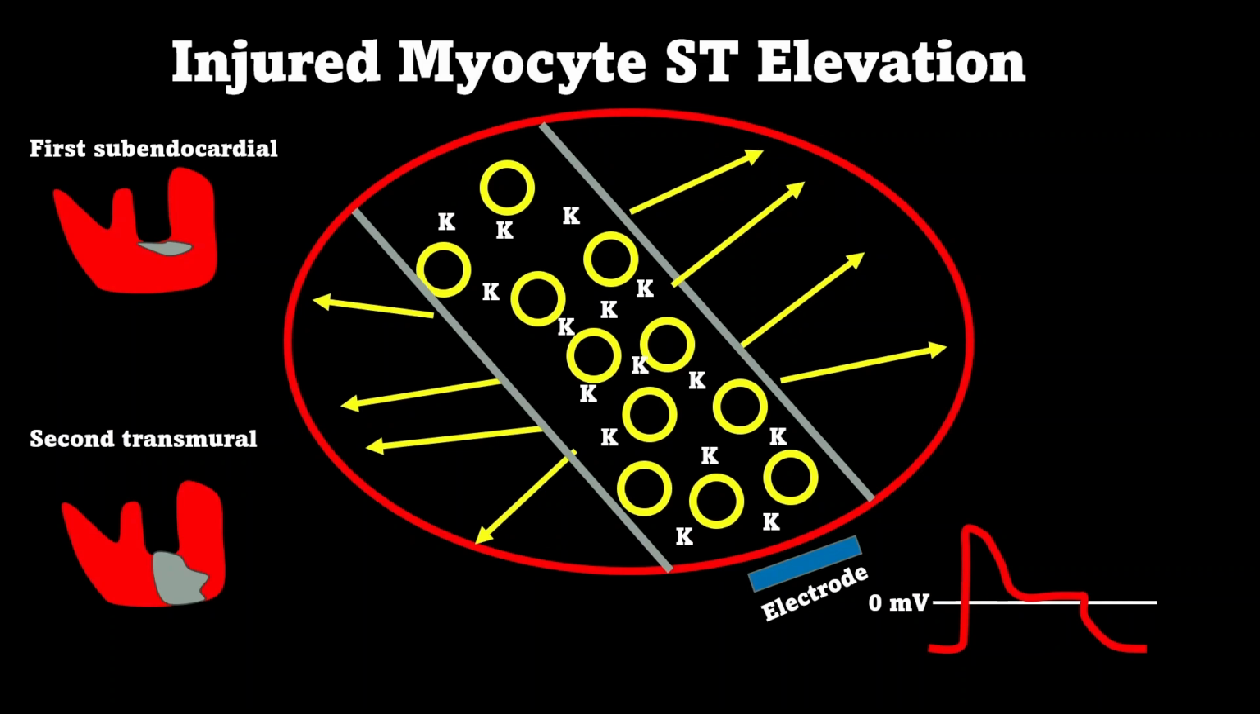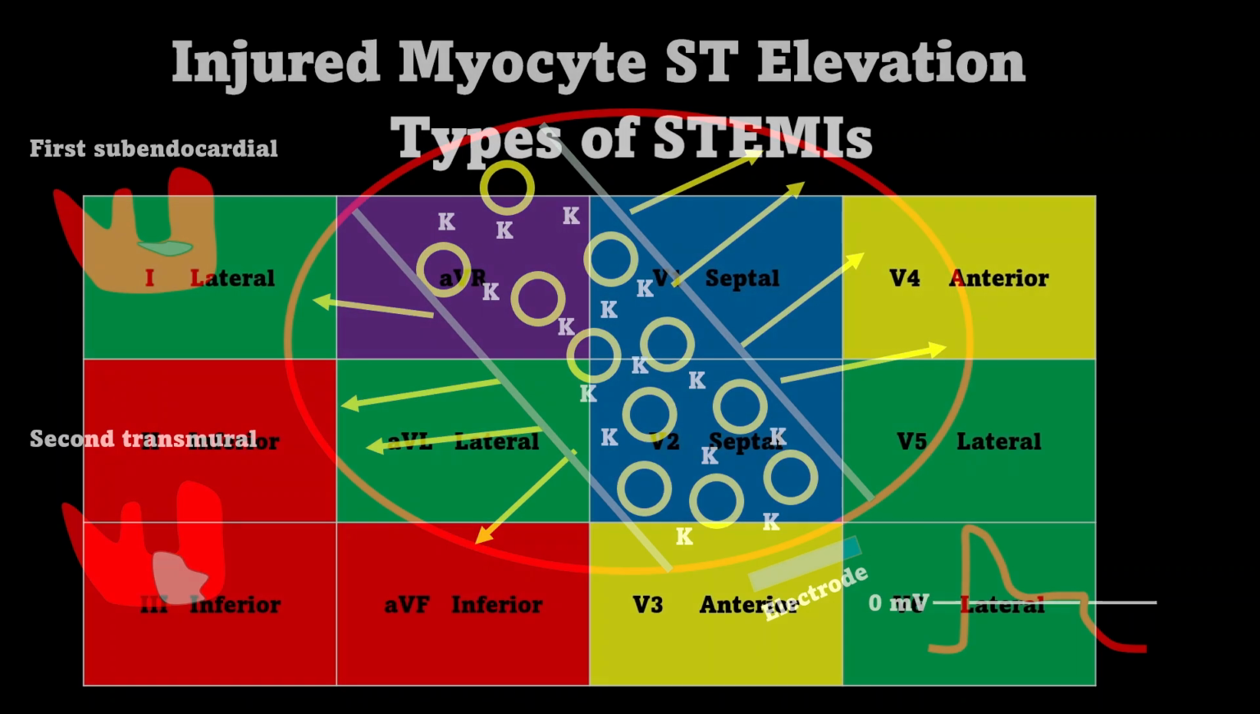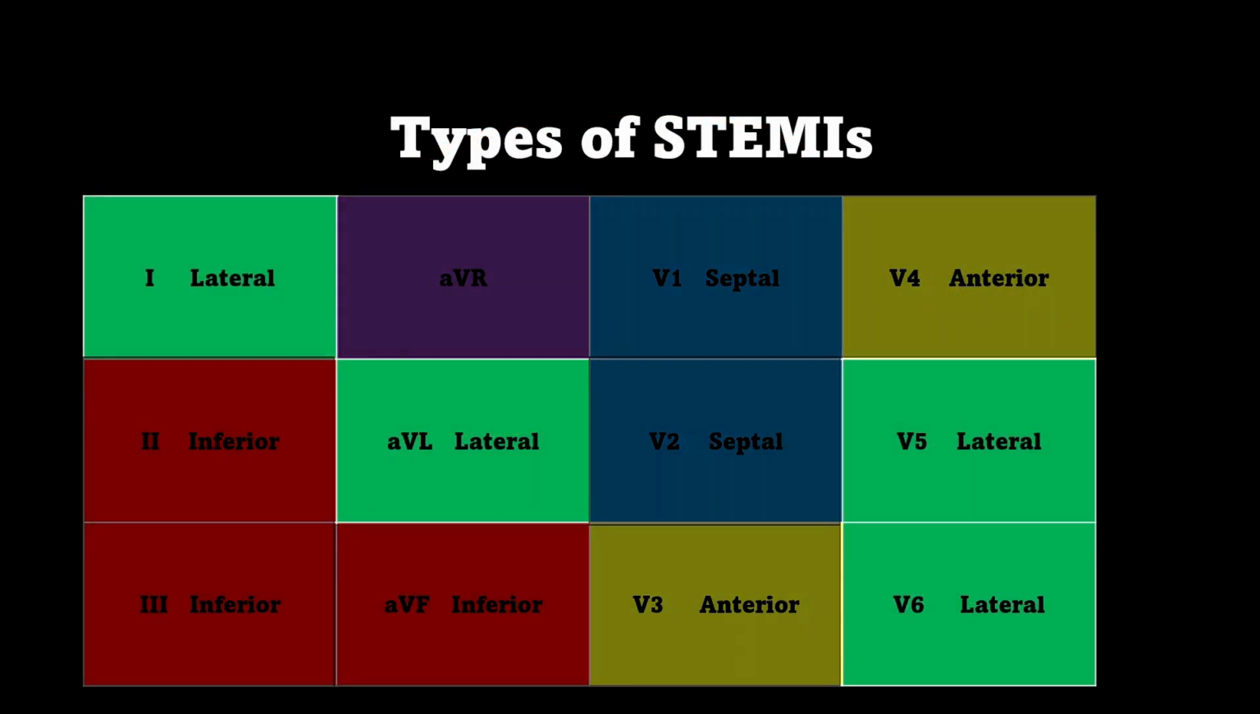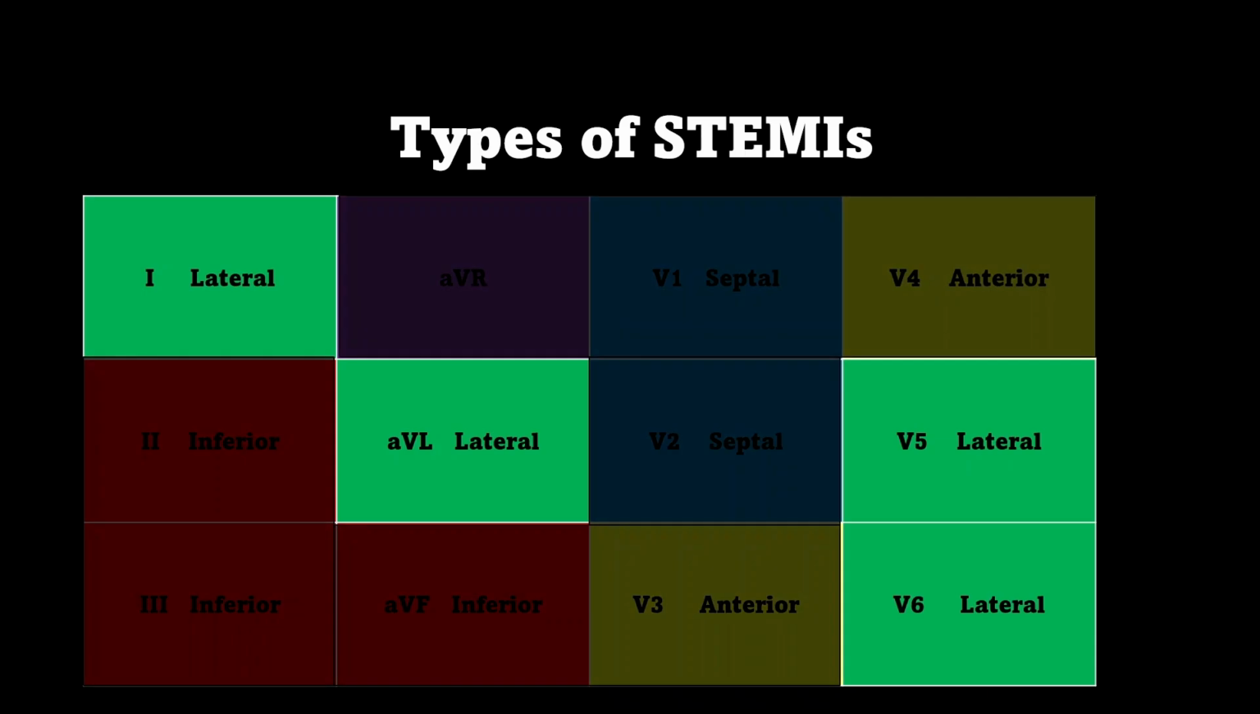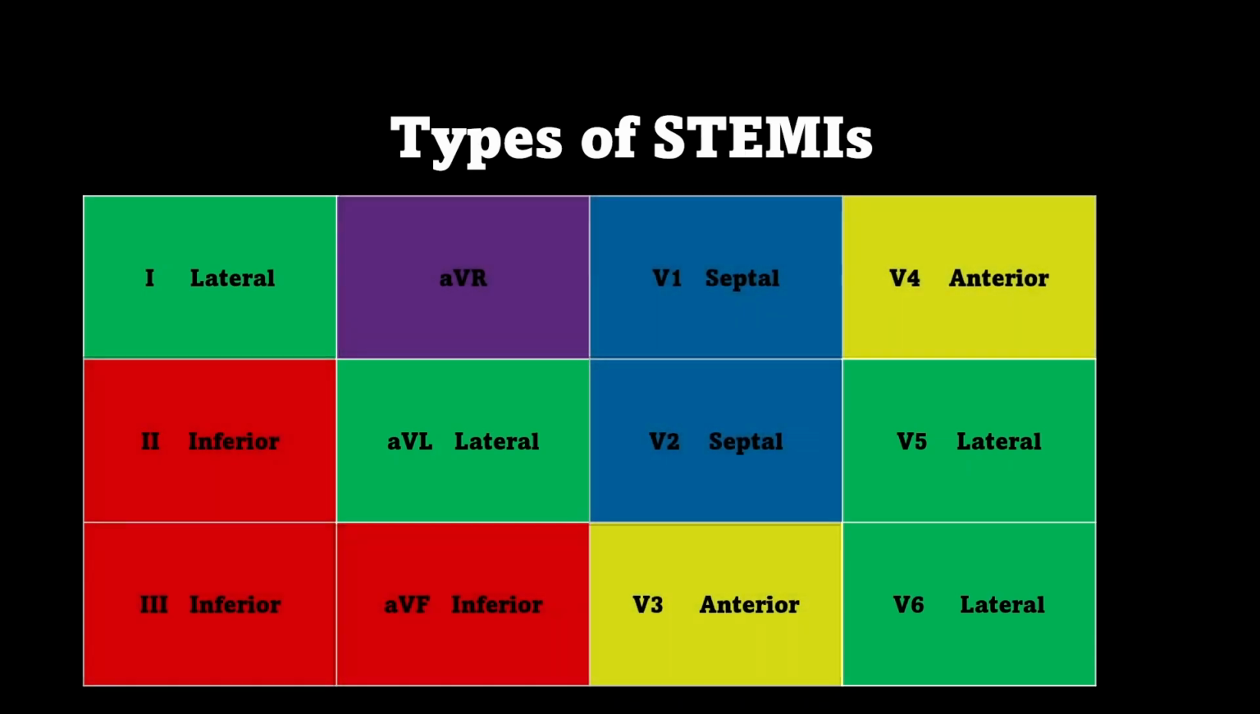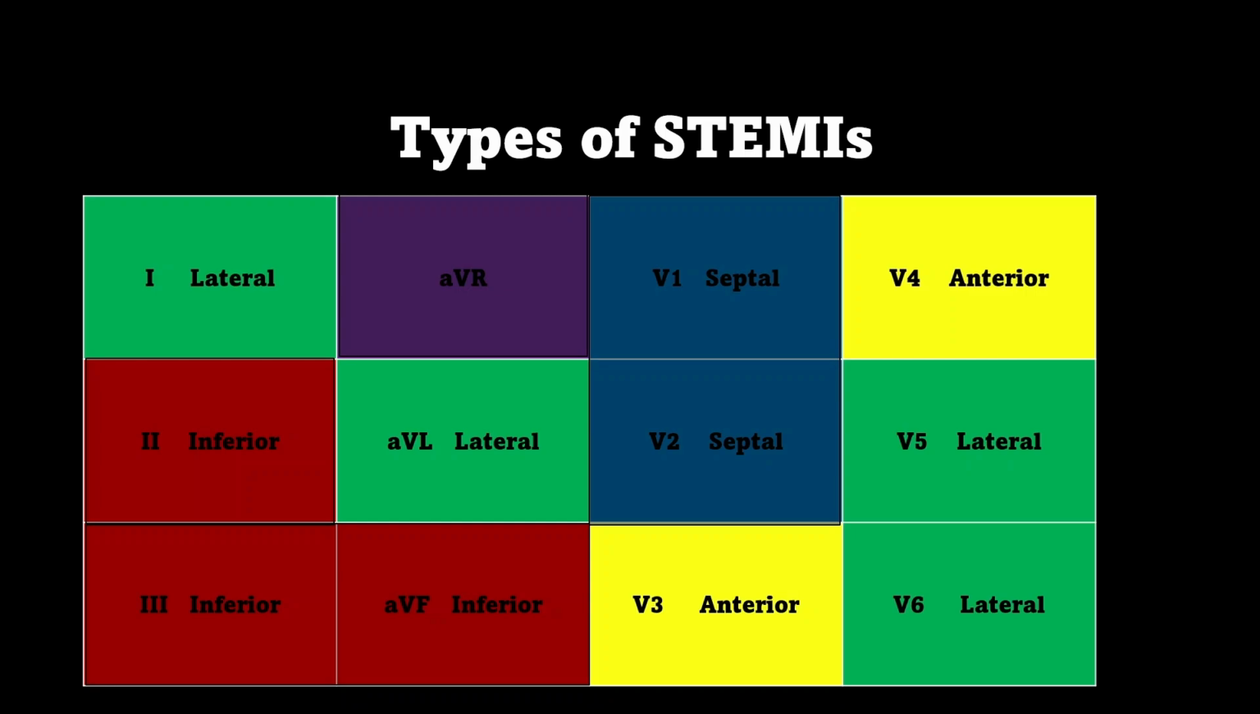So if the injury vector is heading towards the inferior part of the heart, it'll cause ST elevation in 2, 3, and aVF. Since it's heading away from the reciprocal leads of 1 and aVL, they'll have ST depression. So we can see our various leads here. 1, aVL, V5, V6 show a lateral STEMI. The lateral leads plus V3 and V4 show an anterolateral STEMI.